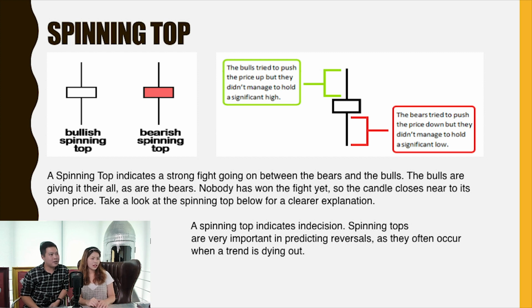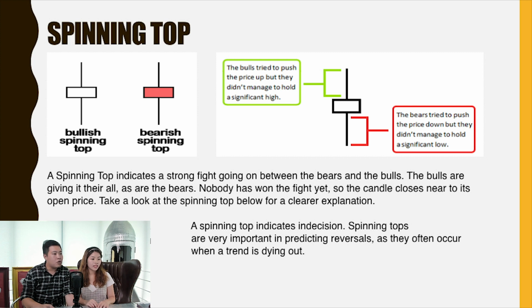A spinning top. There are two kinds: a bullish spinning top and a bearish spinning top. I guess we can tell which one it is from the color. If it's white, it's bullish. If it's red or black, it's bearish. Easy. What does it do?